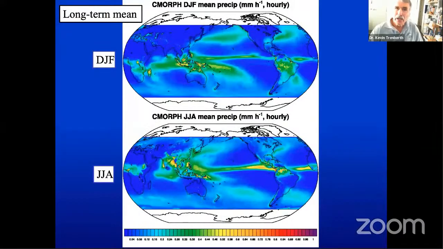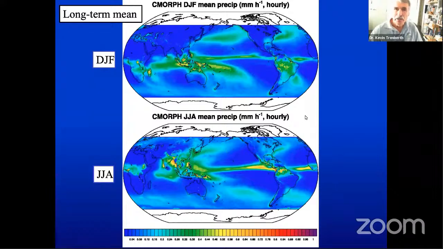So the next slide here shows some results of processing of hourly data showing the long-term averages for December, January, February, and June, July, August. And these are fairly familiar. You can see the storm tracks in middle latitudes, the intertropical convergence zone, and the South Pacific convergence zone, the monsoon regions over the continents, and then the movement of those into the northern hemisphere in the northern summer.